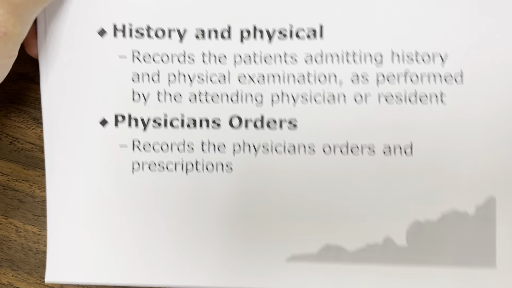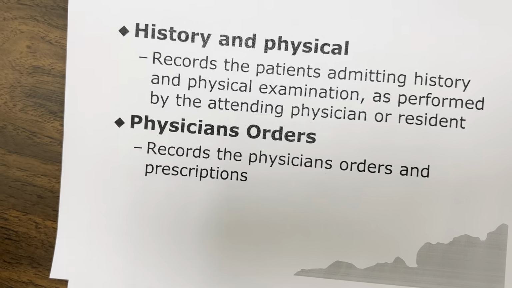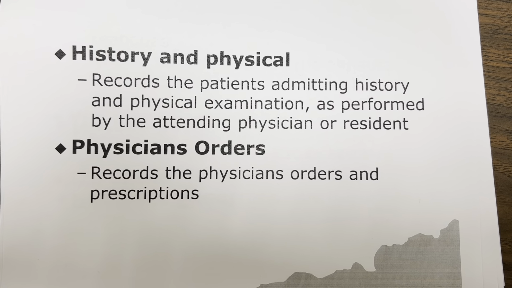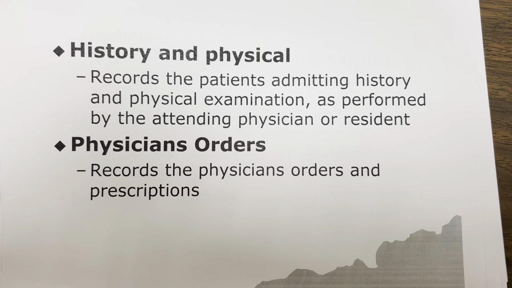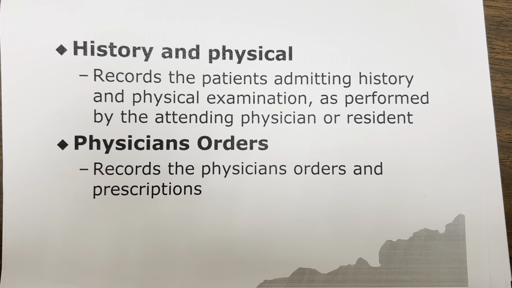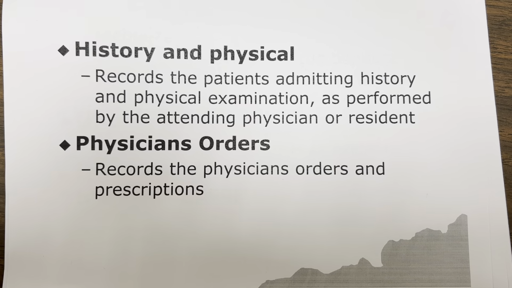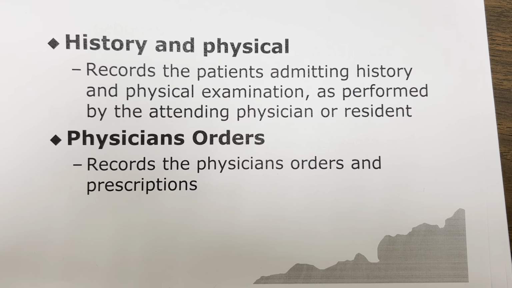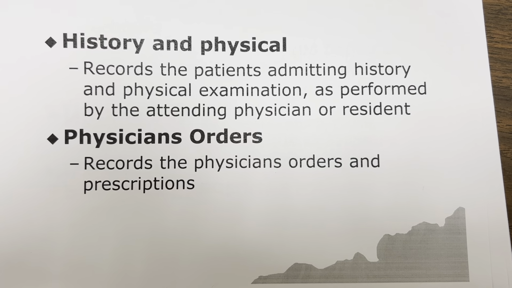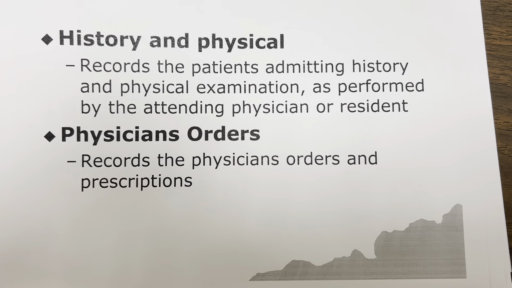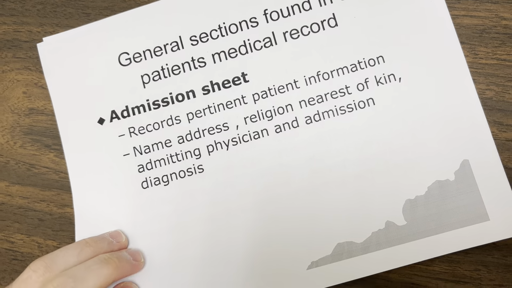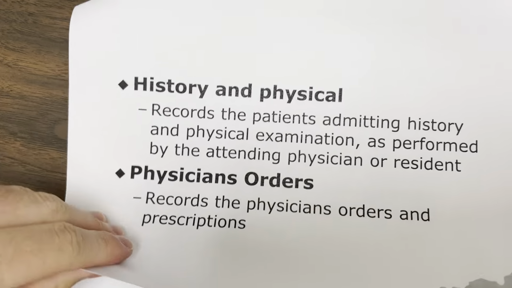General sections found in a patient's record: admission sheet, history and physical, physician's orders. History and physical records the patient's admitting history and physical examination as performed by the attending physicians or residents. Physician's orders records the physician's orders and prescriptions. That's part of the admission sheet.